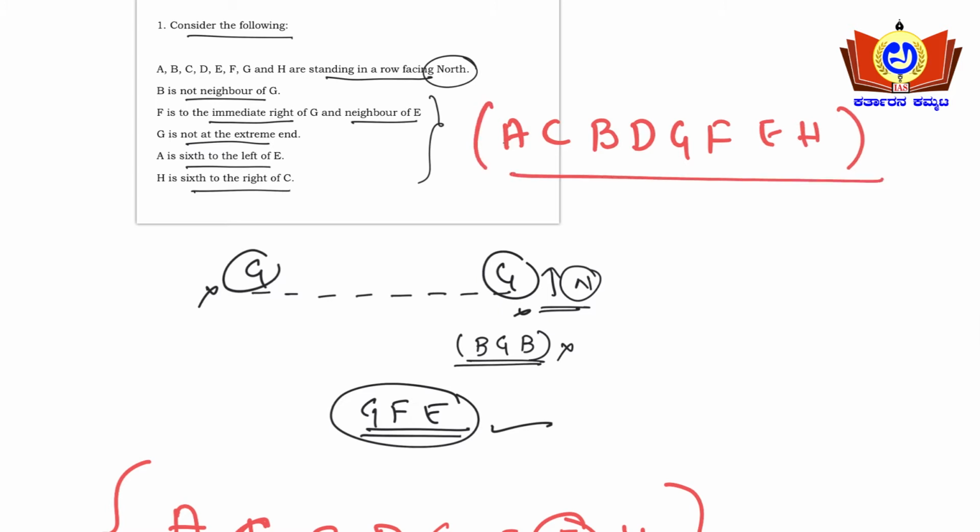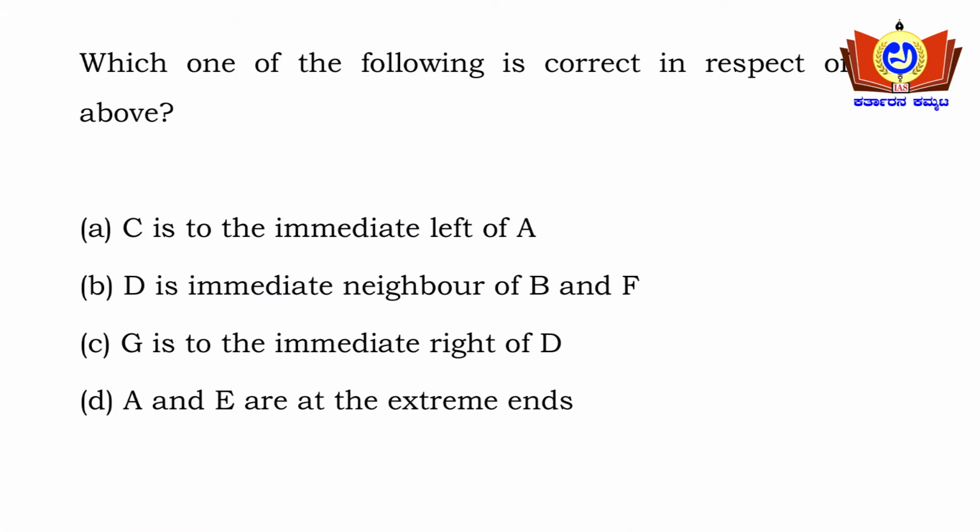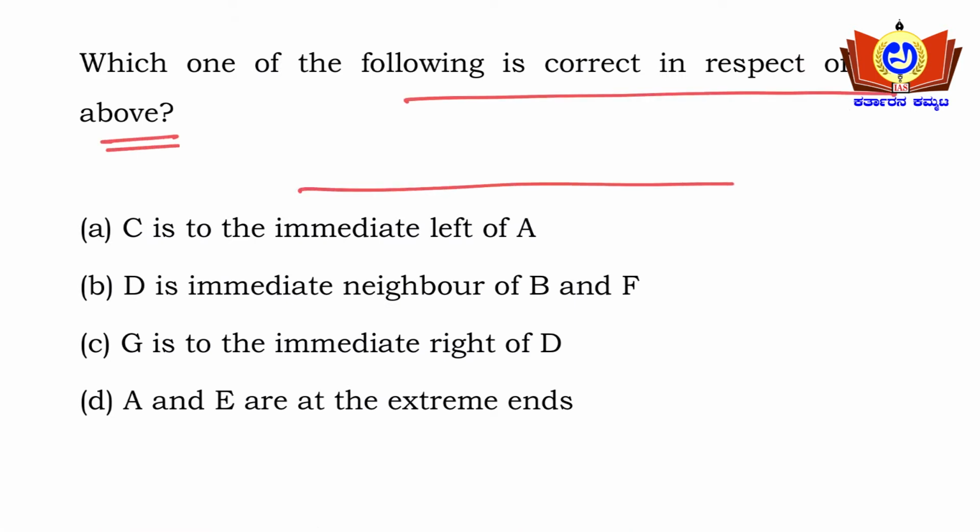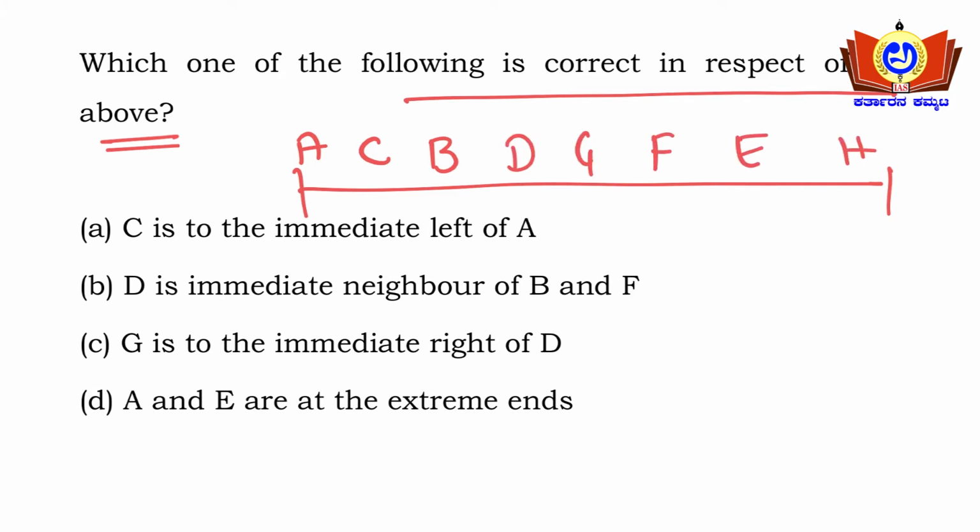Now we'll look into the question. Which one of the following is correct in respect of the above? Once again, I'll write the reference position here: A, C, B, D, G, F, E, H. So these are the positions we got. C is to the immediate left of A. This is wrong here. If the option said C is to the immediate right of A, it would be right.